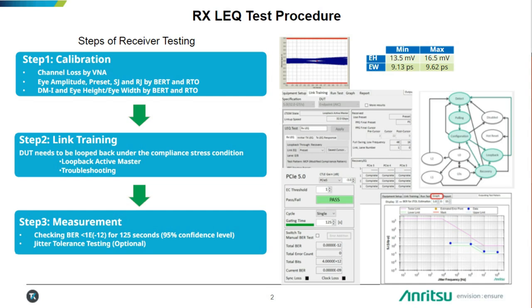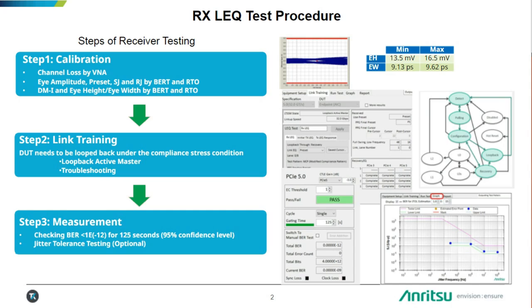Then once calibration is done, hook up the DUT and run the link training test. The DUT needs to go to the loopback condition under the stressed eye. And once your DUT goes to the loopback, everything is fine.